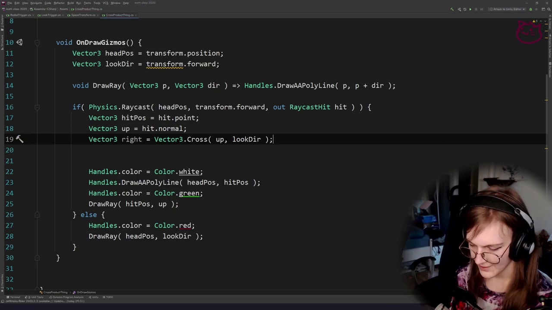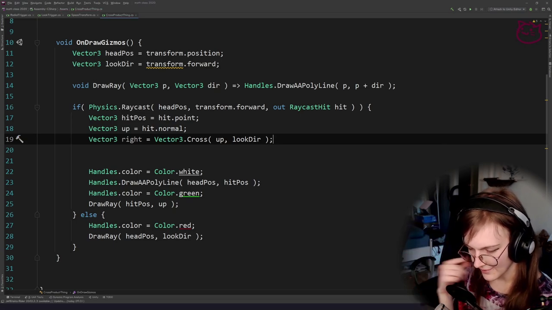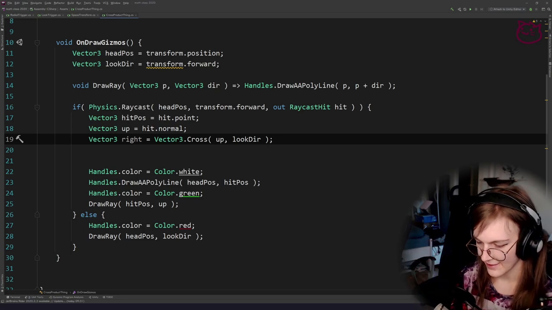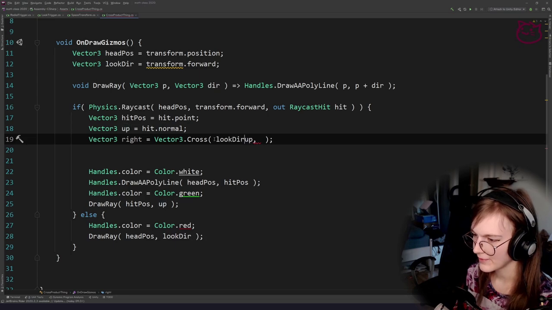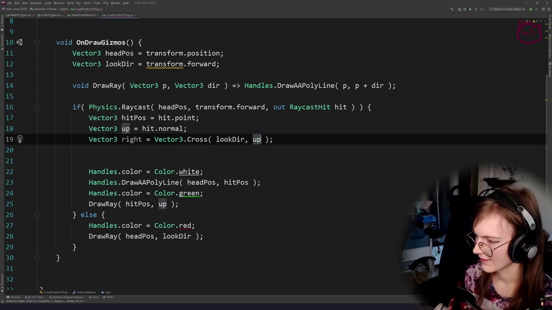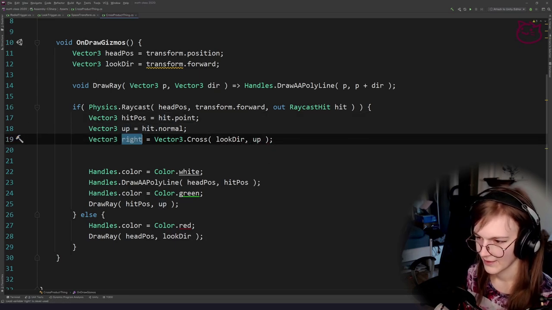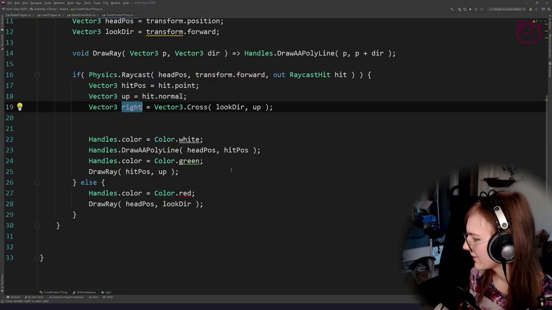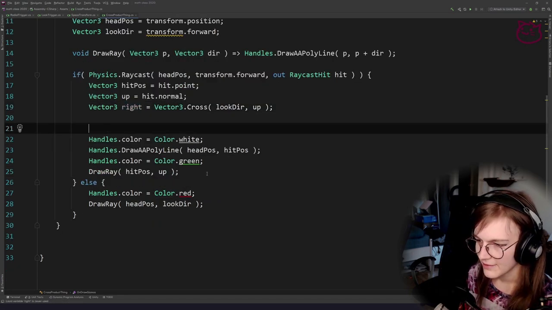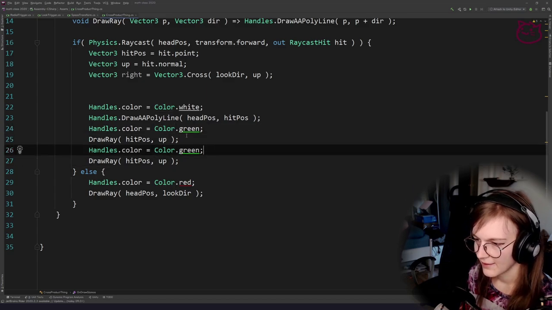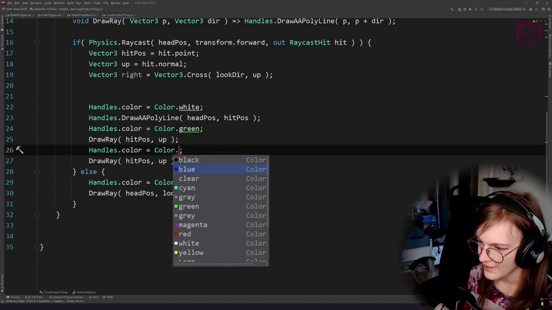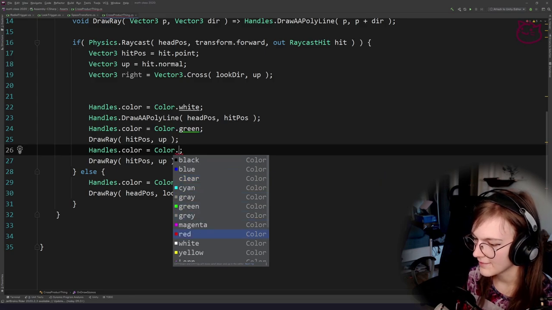Let's see, which ones do we want to pass in? I'm using my gizmos now again. Player direction and up direction. So we want to do look direction and up. Cool. So now we have the right vector. So then we should draw that. Let's do another one. Color. This one should be red.